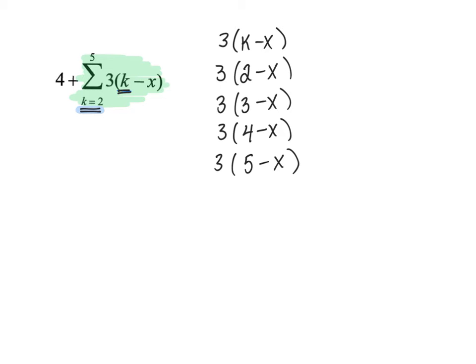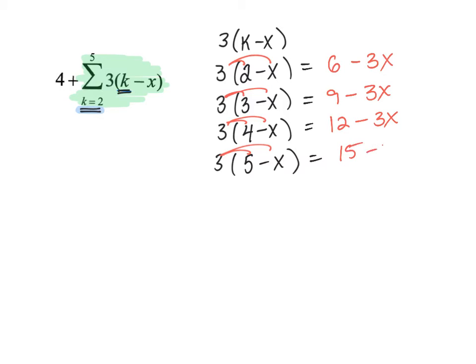So the way that we can simplify this is if we distribute that 3. So 3 times 2 is 6, and 3 times negative x is negative 3x. 3 times 3 is 9, minus 3x. 3 times 4 is 12, minus 3x. 3 times 5 is 15, minus 3x. And then to find the summation, we just add them up. So go ahead in the calculator and add 6, 9, 12, and 15. And then hit resume when you're ready for the answer.